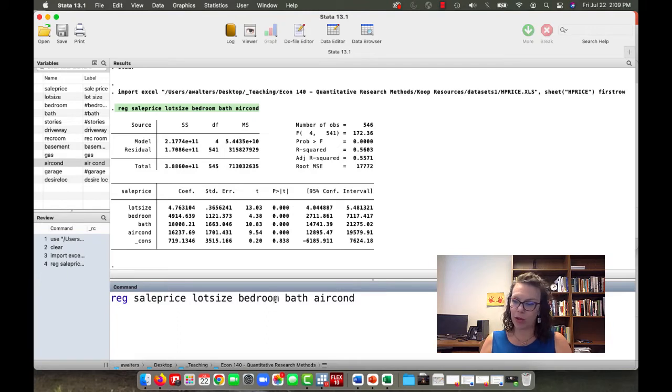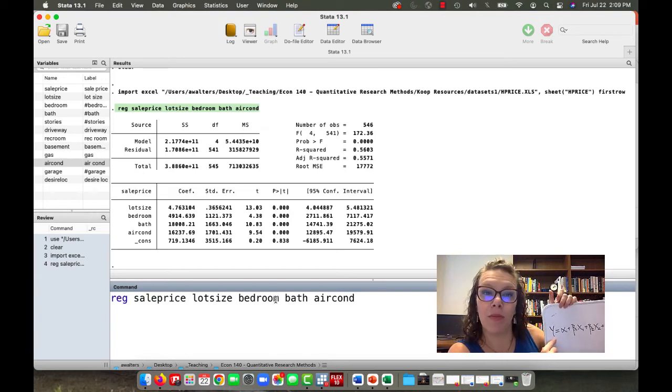So we want to remember what we're talking about here is a regression equation where we have y equals a constant, usually alpha, plus a coefficient for every explanatory or independent variable. So in this case, my alpha looks weird. My y is sale price, right? It's how much the house is going to be sold for. And it's a function of the lot size, the number of bedrooms, the number of bathrooms, and whether there's an air conditioner or not.